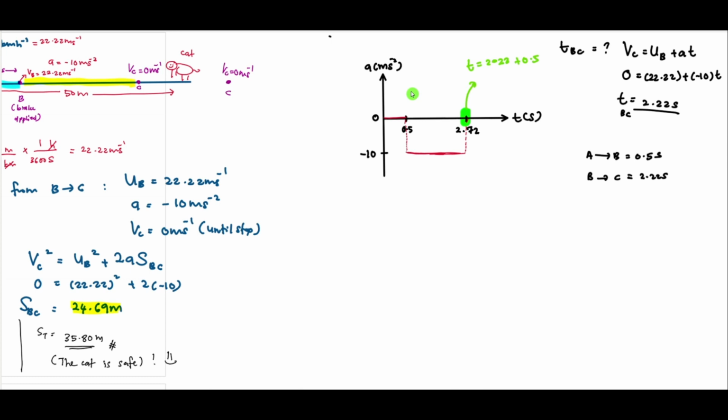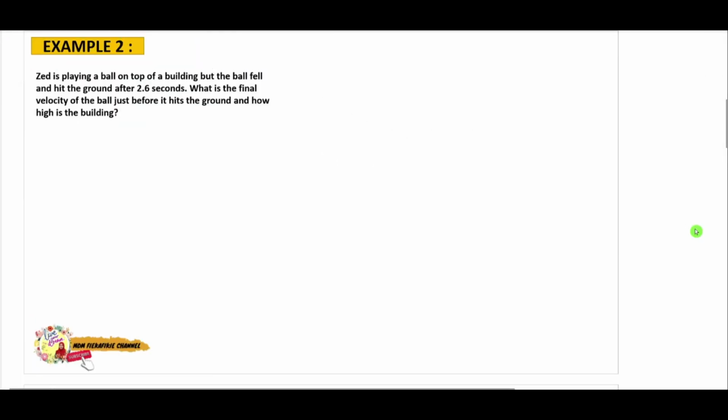So let's proceed to example number 2. Now question number 2. Here we have Z playing a ball on top of a building, but the ball fell. The ball fell means bola itu terjatuh, so U should be considered as 0 meter per second. Sama case macam bola itu drop from certain height, and hit the ground after 2.6 seconds. What is the final velocity of the ball just before it hits the ground? And how high is the building?